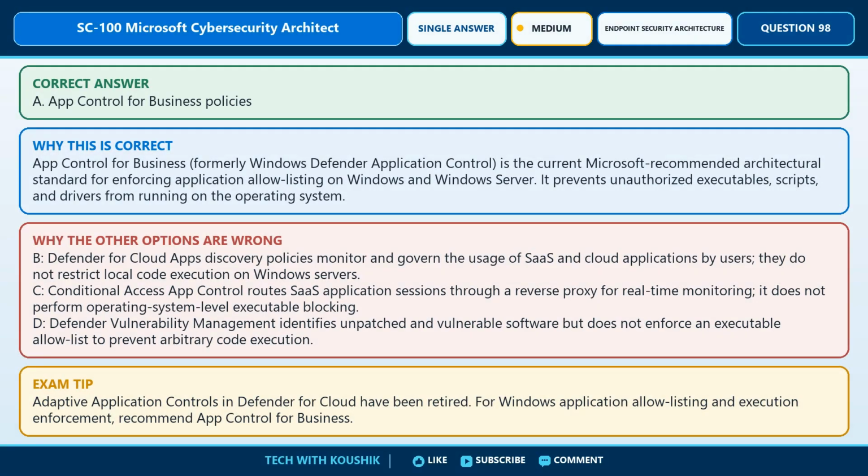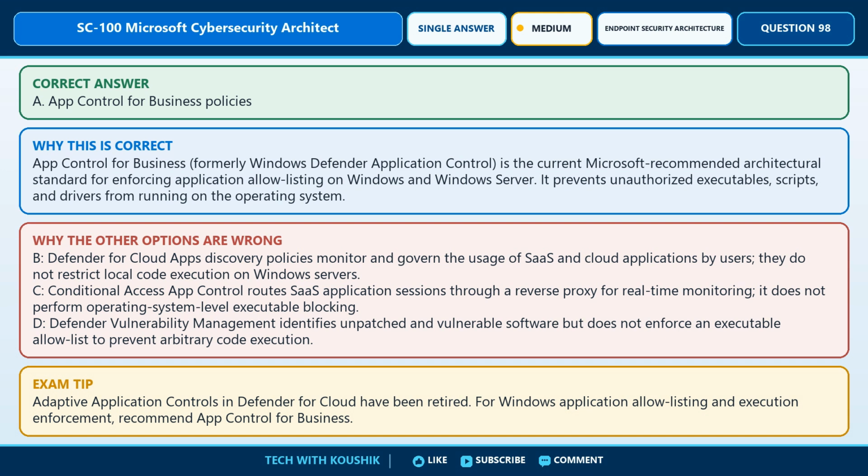The correct answer is Option A, App Control for Business Policies. Here's why. App Control for Business, formerly Windows Defender Application Control, is the current Microsoft recommended architectural standard for enforcing application allow listing on Windows and Windows Server. It prevents unauthorized executables, scripts, and drivers from running on the operating system.